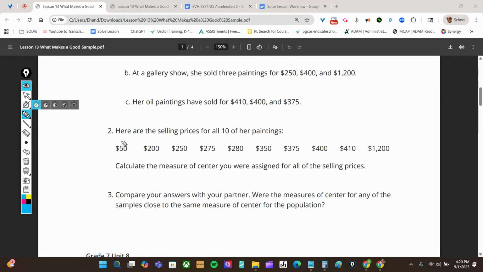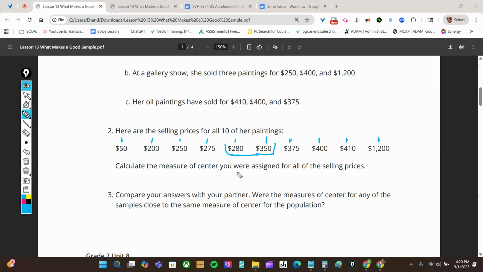So we got 1, 2, 3, 4, 5, 6, 7, 8, 9, 10 numbers. So if we go 1, 2, 3, 4, 5 over here, and then 1, 2, 3, 4, 5 over here, these are our two middle numbers right here. So we're going to have to find an average of these for our median. So let's go ahead and do that.